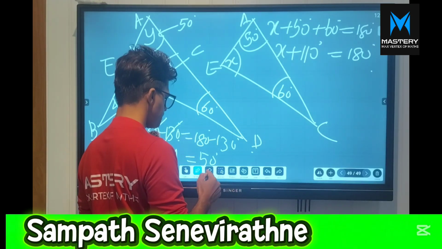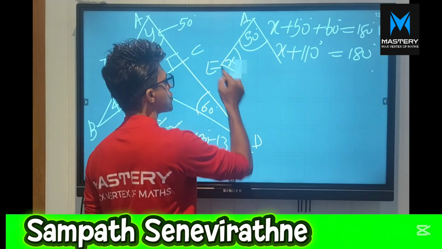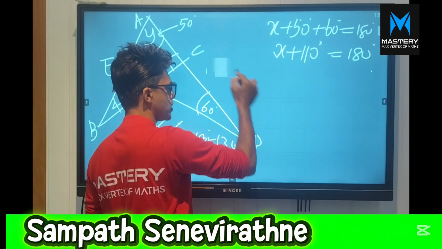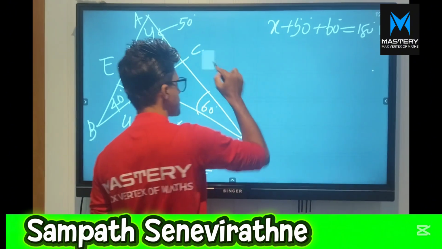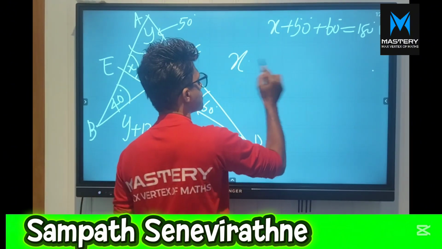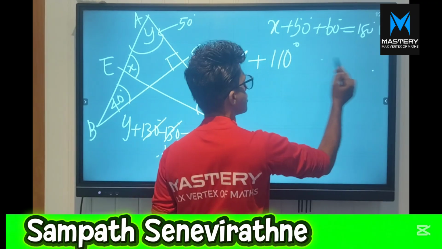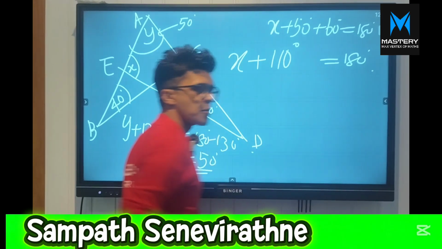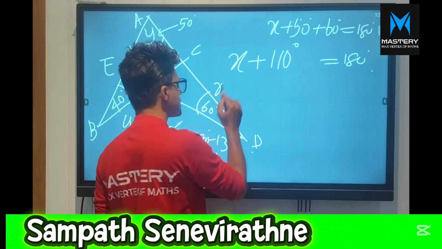There is really no need of writing this one, just so as to understand, so that you can get the proper idea, I drew that triangle here. Then x plus 110 degrees equals 180 degrees. From both sides you would subtract 110.